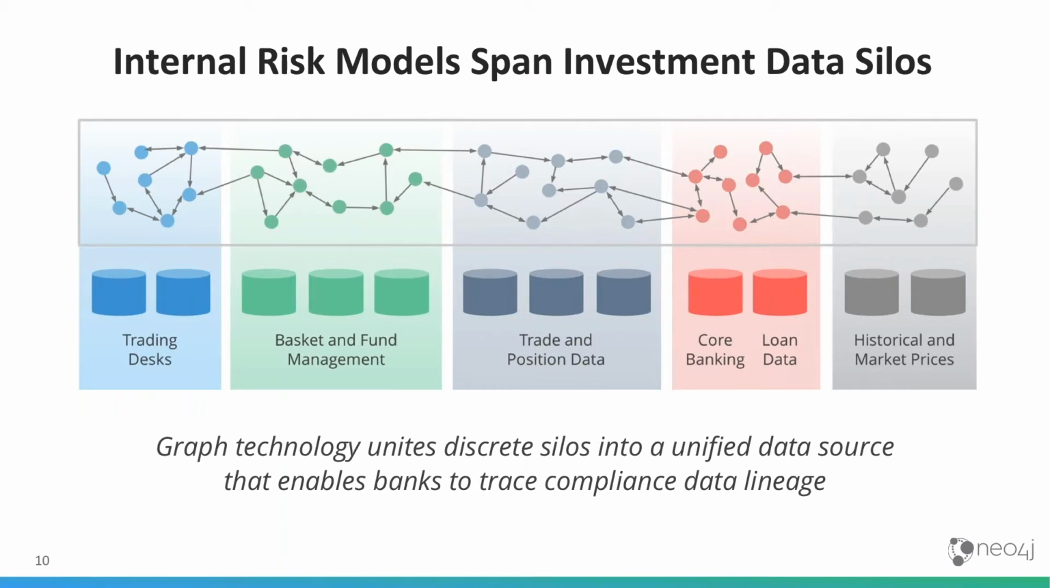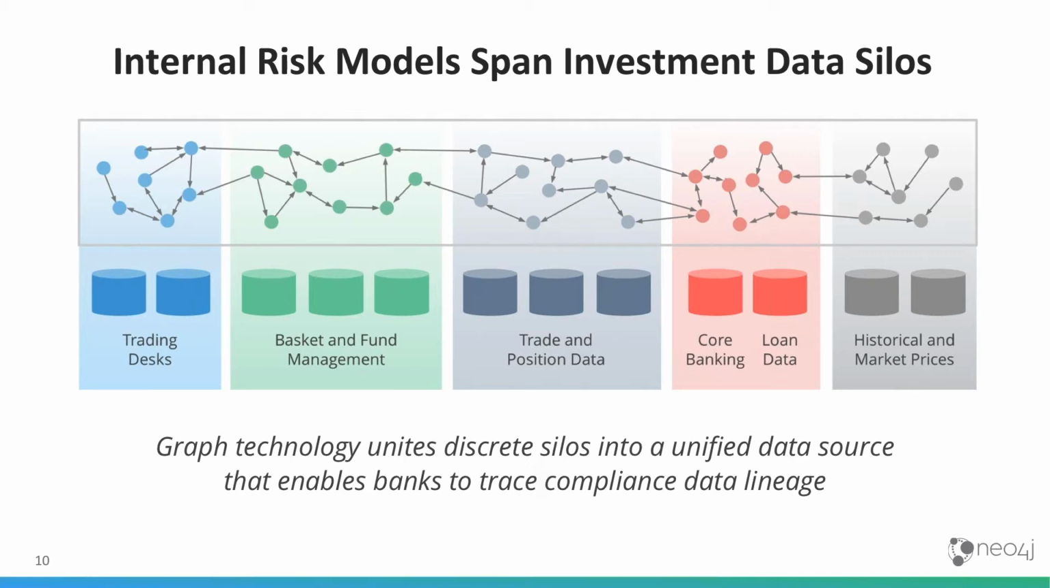If you look at the bigger picture as well, there are, as I mentioned, multiple silos across the bank. So there might be multiple data silos. Each trading desk might have their own systems. The basket and fund management could have multiple silos as well. Then there's trade and position data. There is the core banking applications. There's a loan application, loan systems. And then market prices and so forth. So we're talking about a lot of data that is spread across globally in a large global bank or a hedge fund. And all of these things need to be brought together.